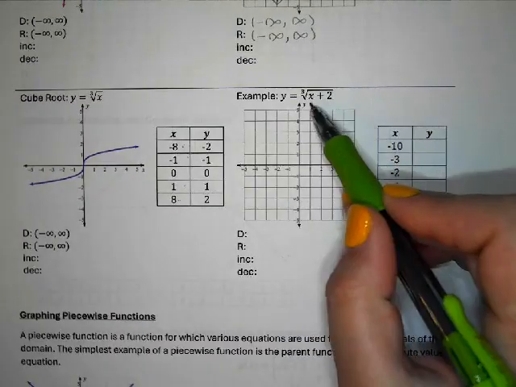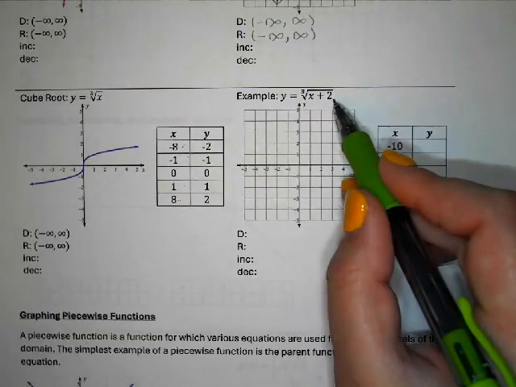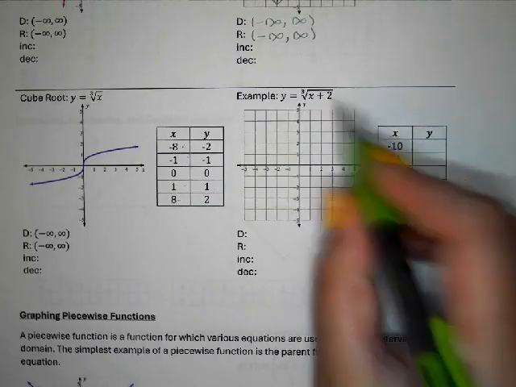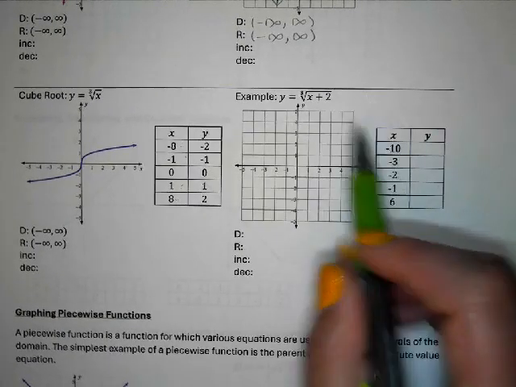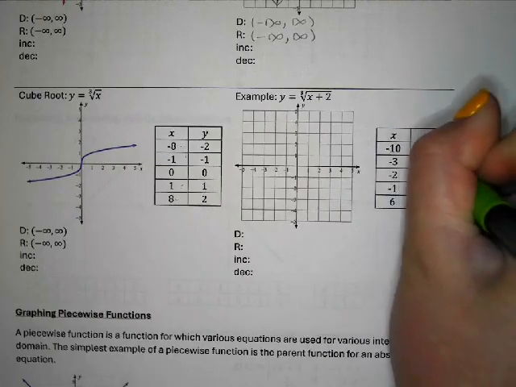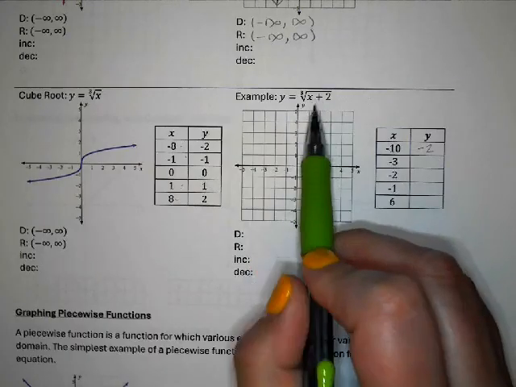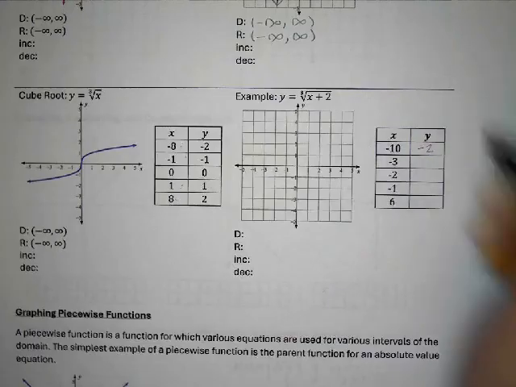So over here, I was thinking if I have x plus 2, what number could I add to 2 to become a number that's easy to cube root? So -10 plus 2 is -8. The cube root of -8 is -2. Next, if we plug in -3, we have -3 plus 2 is -1. The cube root of -1 is -1.